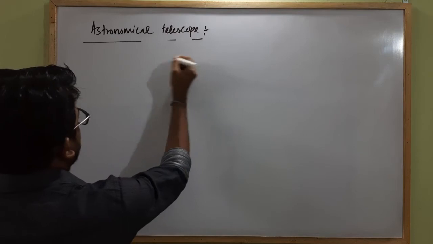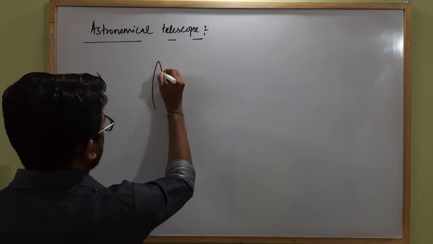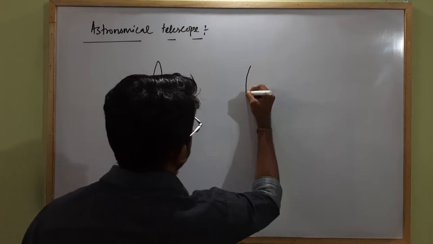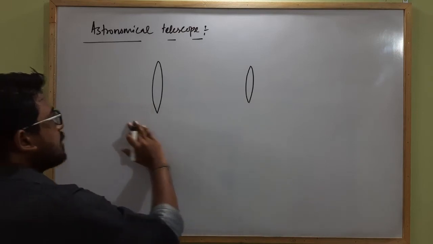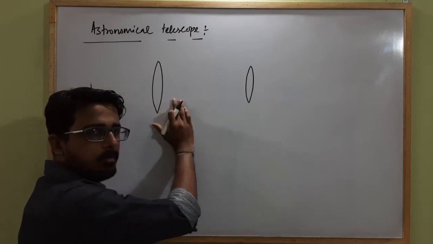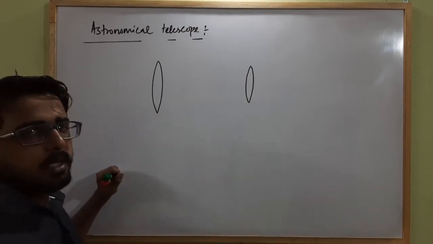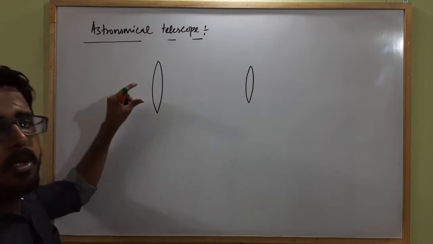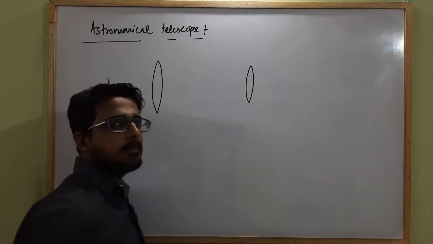In an astronomical telescope, same as in a compound microscope, there are two convex lenses. One has a very large aperture and focal length, and the other has a very small aperture and focal length in comparison. In a compound microscope, the lens facing the object is the objective, with small aperture and small focal length, and the one facing the eye is the eyepiece, with large aperture and large focal length.